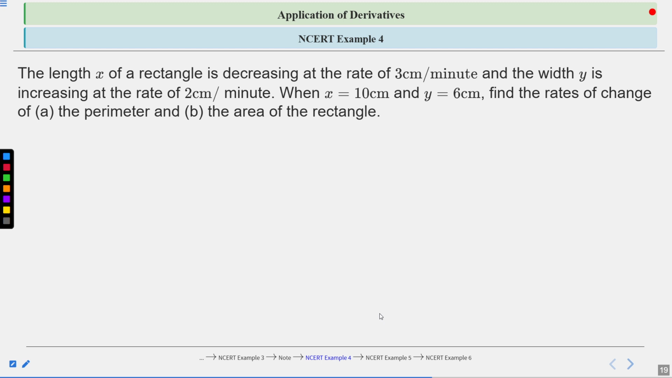So it's given that length x of a rectangle is decreasing at the rate of 3 cm per minute, right? And width y is basically increasing at the rate of 2 cm per minute. Okay.